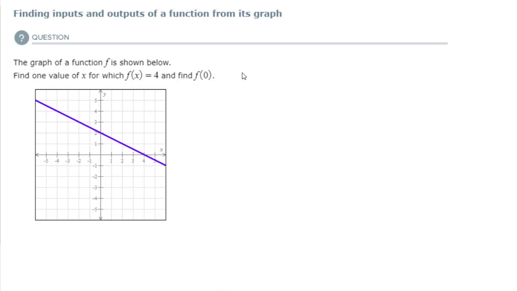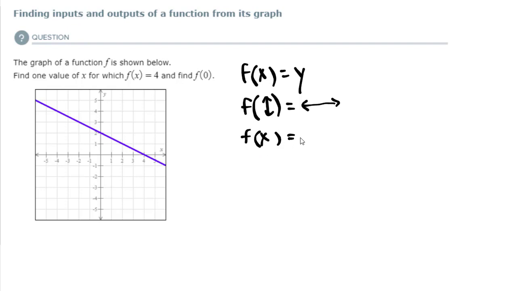The first thing I'm going to do is write the general format for a function, f of x equals y. Second, I'm going to write down f, and instead of x I'm going to draw a vertical line, and instead of writing the y I'm going to draw a horizontal line. This is going to help me answer these questions, because they want me to find f of x equal to 4. Let me write this underneath. F of x equals 4. In this format I can see I have 4 already.